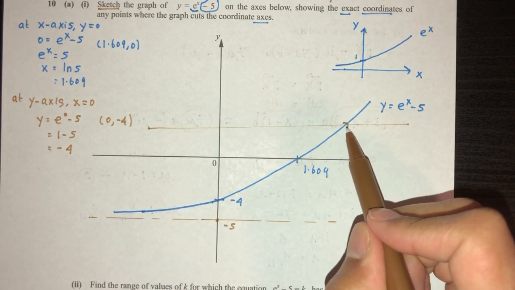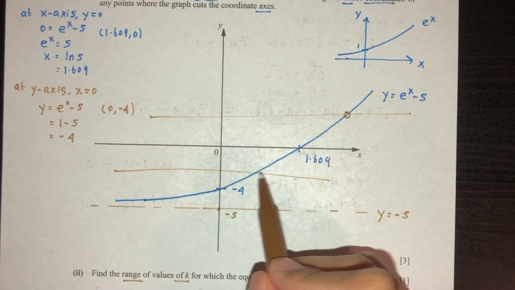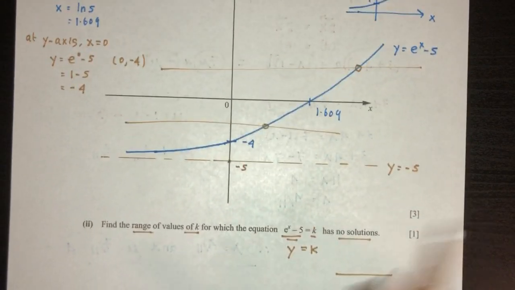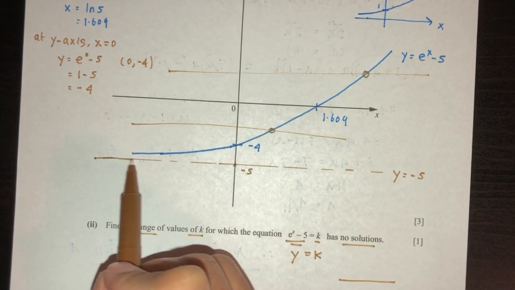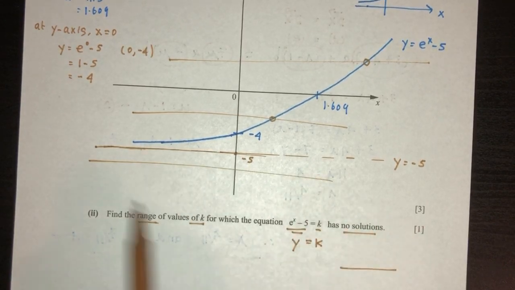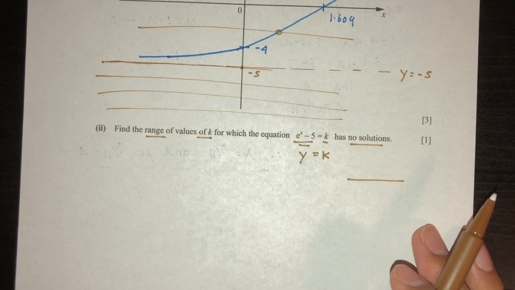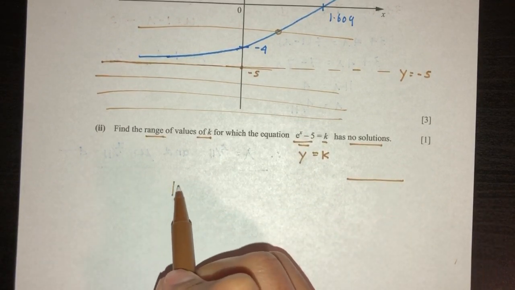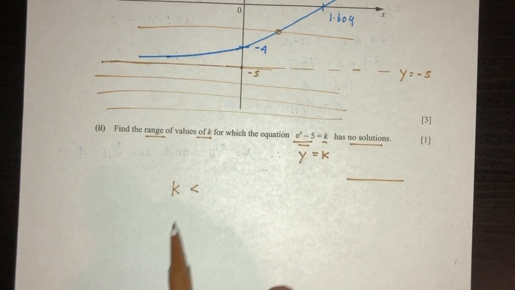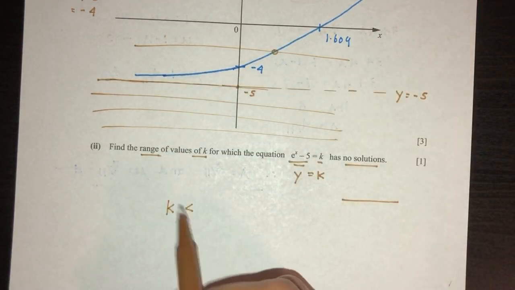For example, if I draw a line here, you would say, okay, I have one solution here, so that's not the answer. If I draw a line here, I have one solution here. Now what happens if I draw a line here? I have no solution. What happens if I draw a line here? No solution. So basically, the value of k has to be less than or equal to minus 5.